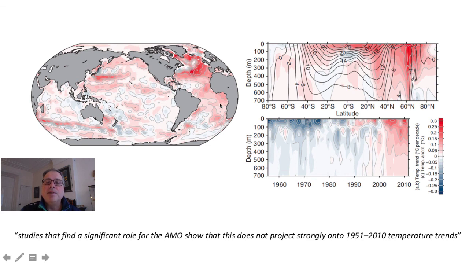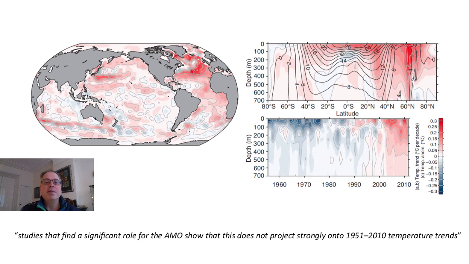Now, several secondary processes could, in theory, pump heat energy against the energy gradient to the Northern Atlantic. For example, the Atlantic multi-decadal oscillation was investigated. But IPCC climate models could not identify any process that reproduces the location or the magnitude of these observed trends. For example, from the report, studies that find a significant role for the AMO, the Atlantic multi-decadal oscillation, show that this does not project strongly onto the 1951 to 2010 temperature trends. This lack of heat dissipation and a lack of a viable large-scale energy pump suggests that a significant unmodeled process is warming some of the major ocean currents in situ.